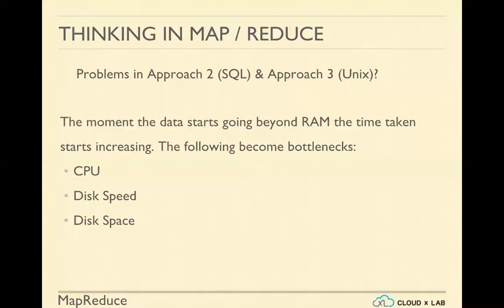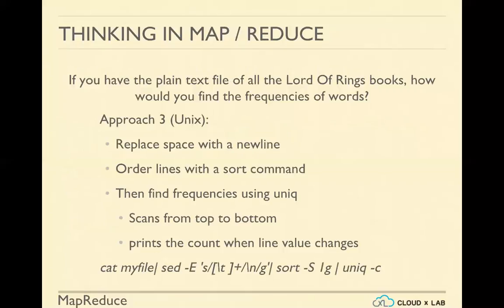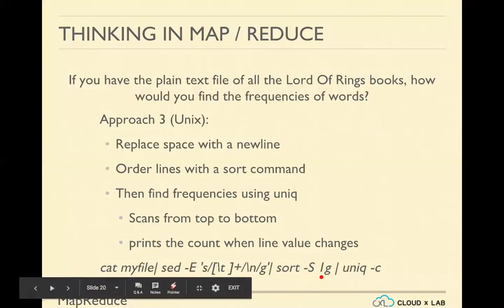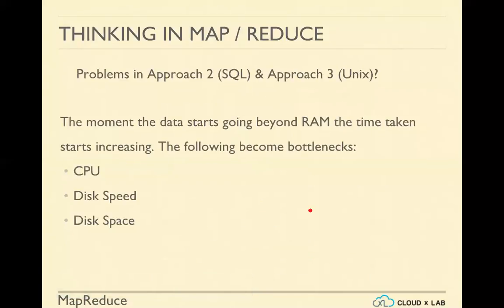All right. So the way we solve the memory issues with SQL and Unix is, in Unix we used the capital S switch in sort, where we said use only 1 gigabyte of memory. Most of the databases already have the RAM constraint in mind, so they take care of keeping the data on disk instead of in memory. And most of the databases use a B-tree kind of search, which is mostly disk-based. So the moment data starts going beyond what can fit in the RAM, the time taken starts increasing, and the following become the bottleneck.